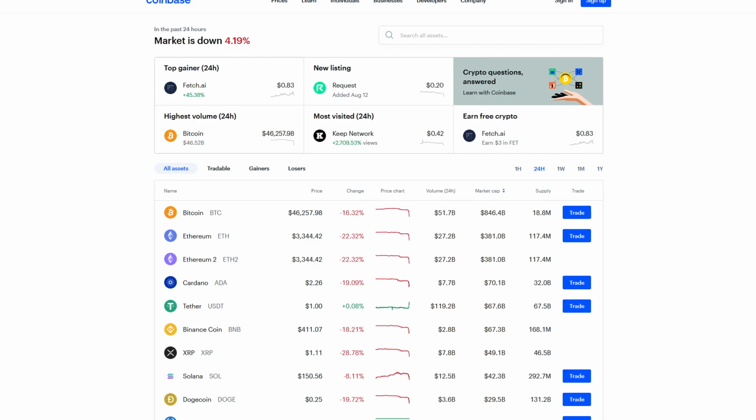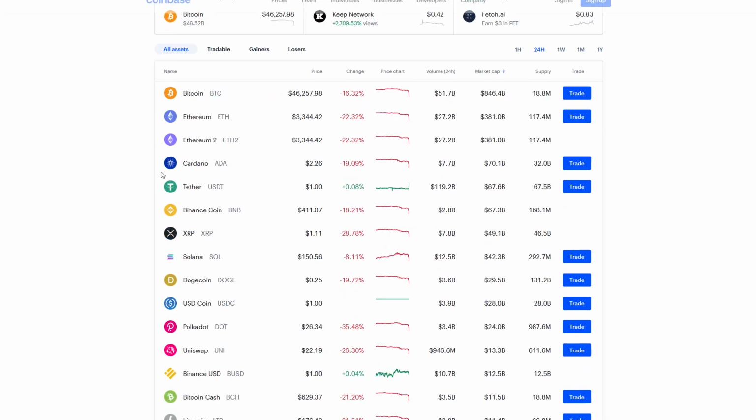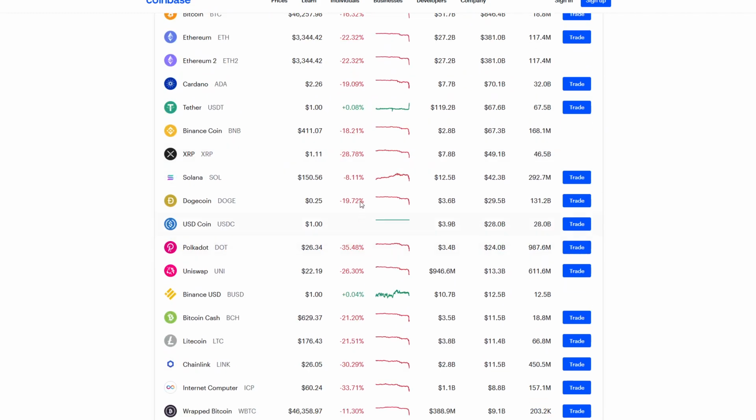Today we're jumping straight into the market, talking about this most recent crash: a huge 16% on Bitcoin, Ethereum 22%, Cardano 19%, and XRP down 28% as well. The only coin that even tried to stay close to even or positive was Solana, and it was not able to do it, down 8% as well.